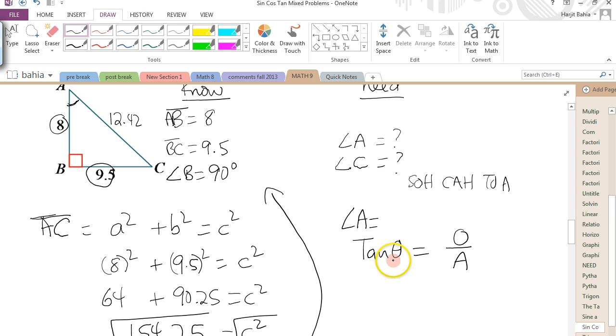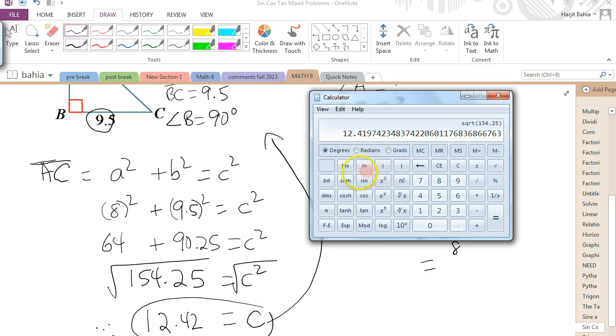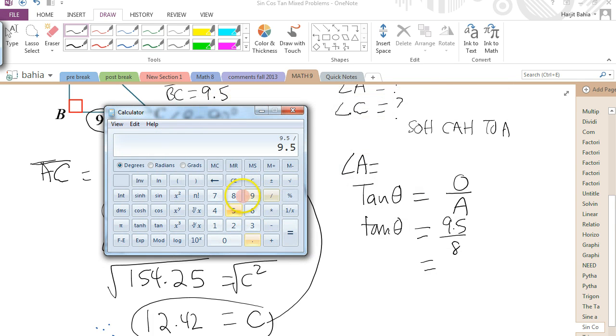Okay, so we don't know the angle. I don't know why I always go from capital when I first write it out to lowercase t on the next line, but I always do. Anyways, opposite, 9.5. Adjacent is 8. 9.5 divided by 8 is 1.1875. Just round it to two decimal places, 1.19.